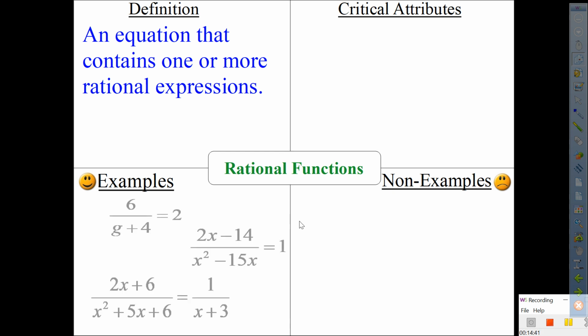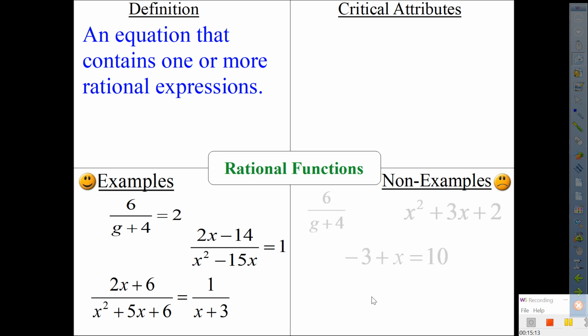So let's look at the examples given. 6 over g plus 4 equals 2. 2x minus 14 over x squared minus 15x equals 1. 2x plus 6 over x squared plus 5x plus 6 equals 1 over x plus 3. Copy that. According to what we have in front of us, a rational function is an equation. Do we have equations? Yes. And do they have one or more rational expressions, or fractions? Yes, they do. Therefore, we know what they are.